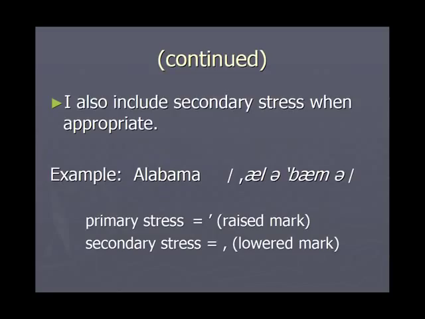For example, the state Alabama. If you look at the transcriptions, there are two markings. One is raised, one is lowered. The primary stress is a raised mark. Secondary stress is shown by a lowered mark. So the greater stress is on this third syllable. We say Alabama, Alabama.